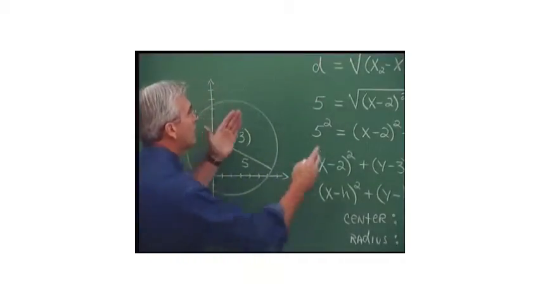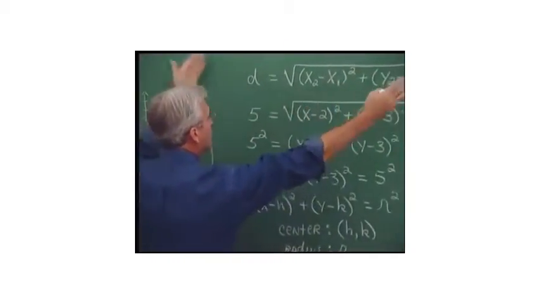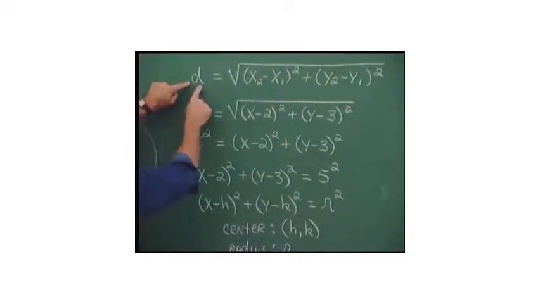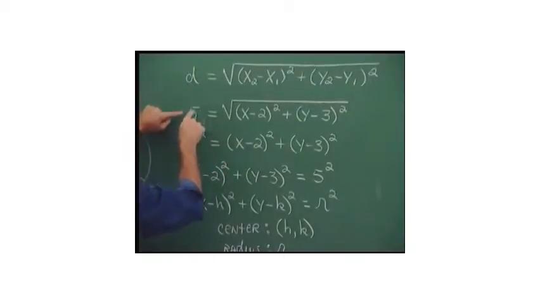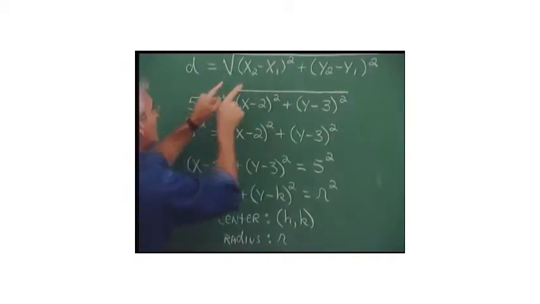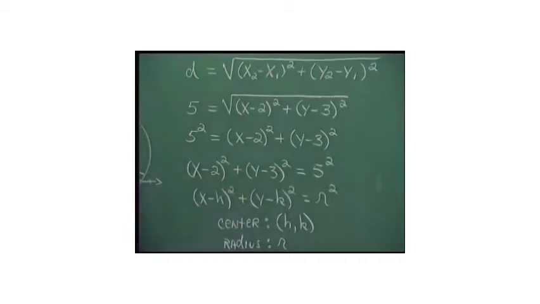Okay, at any rate, we start with the idea of distance, the distance formula. Now, the distance we're talking about here is the distance from the center of the circle to the outside edge. So that distance is 5. Now, if we're talking about a difference in x components, look at what we mean here.